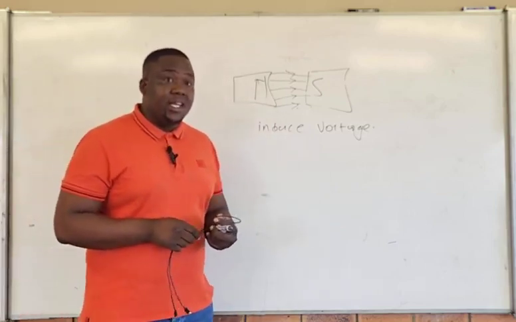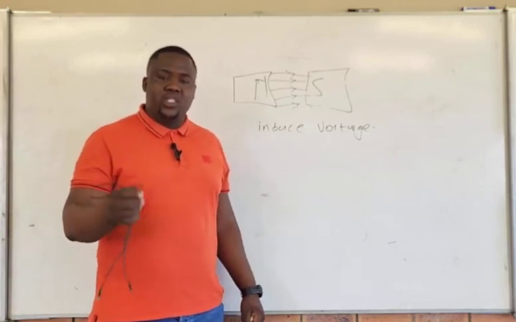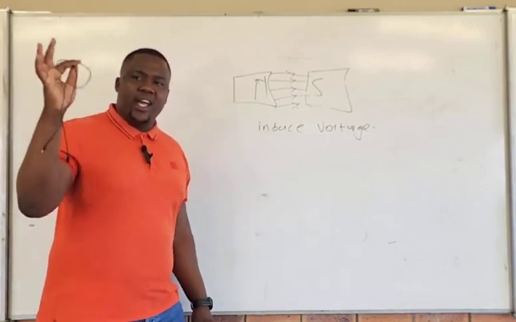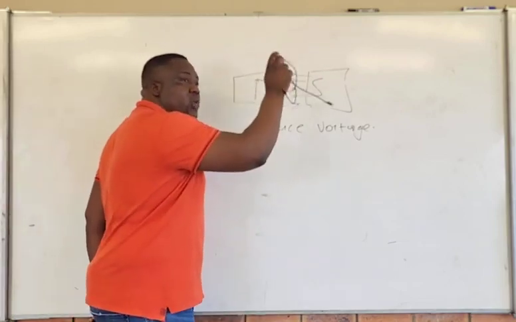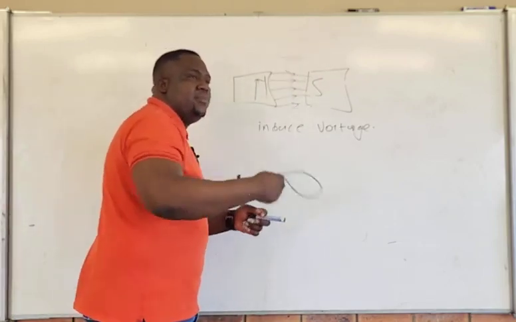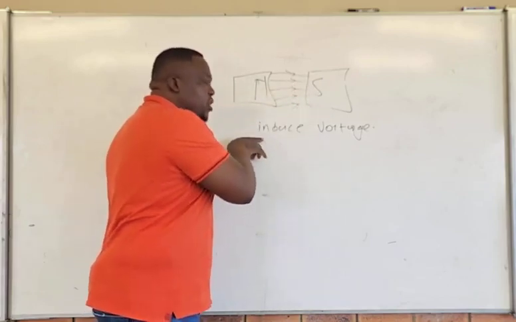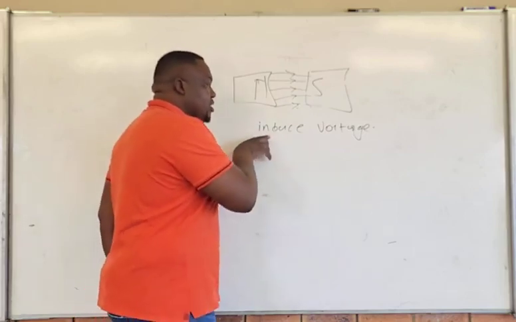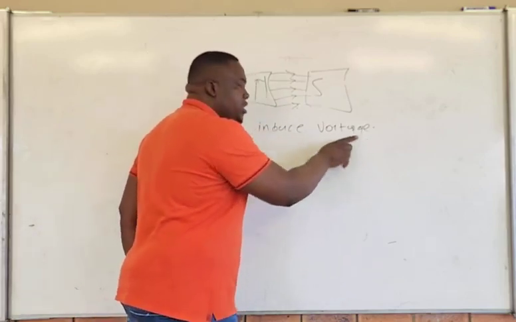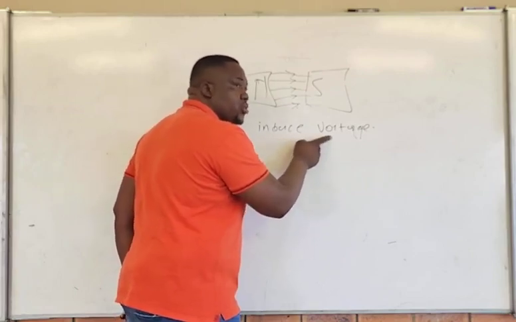Electromagnetic induction is to produce electricity. How do you produce electricity? You take an electrical conductor, an electric wire, and you move it in between magnets. When you do that, there's going to be an induced voltage. What is an induced voltage? This is the produced voltage, because the word induce means to produce.